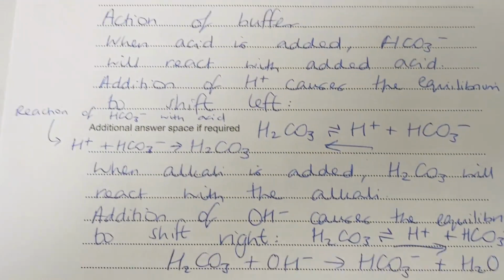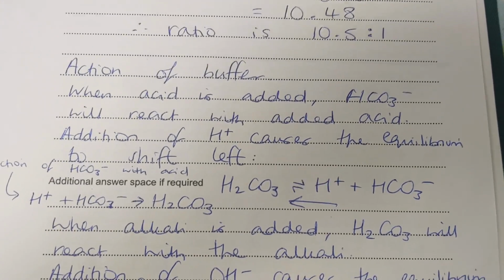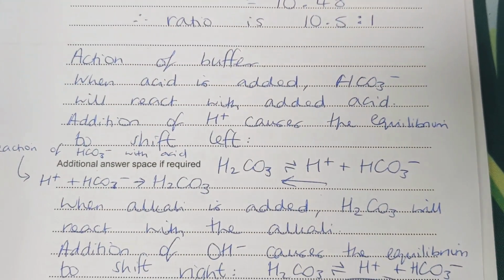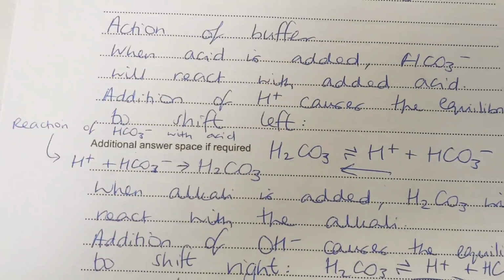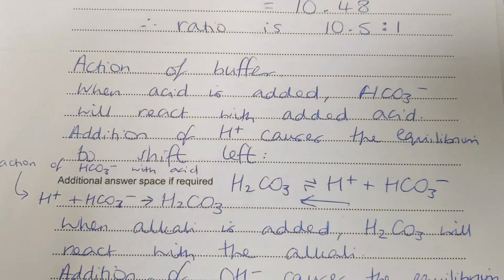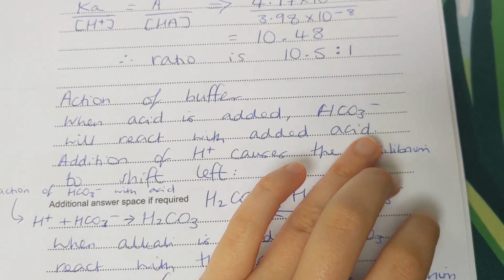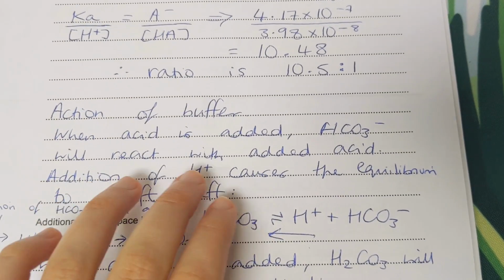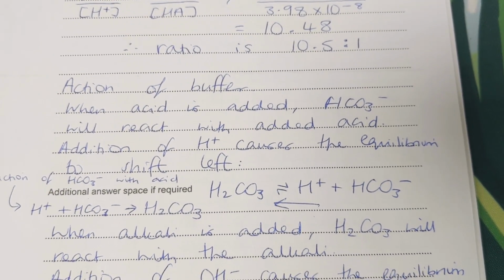So to answer this, we need to talk about what happens when acid is added and what happens when alkali is added, and which way the equilibrium shifts, and include equations in our answer. So when an acid is added, the conjugate base will react with it. In that case, it's HCO3 minus. And the addition of H plus from the added acid will cause the equilibrium to shift left.